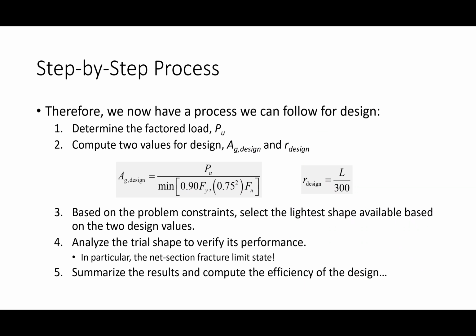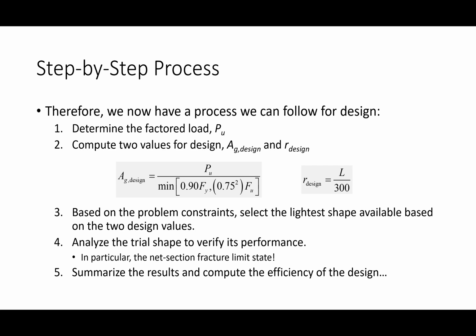But we don't stop the problem there. It's very tempting to say, "There's the member, we're done." No, we can't do that, because we have to analyze that trial shape to verify its performance. The big limit state that we need to assess is net section fracture. It is customary to analyze them all so that we can get efficiencies for all of our strength limit states. At the very end of the problem, I like to see a summary statement summarizing the results and computing the efficiency of the design.